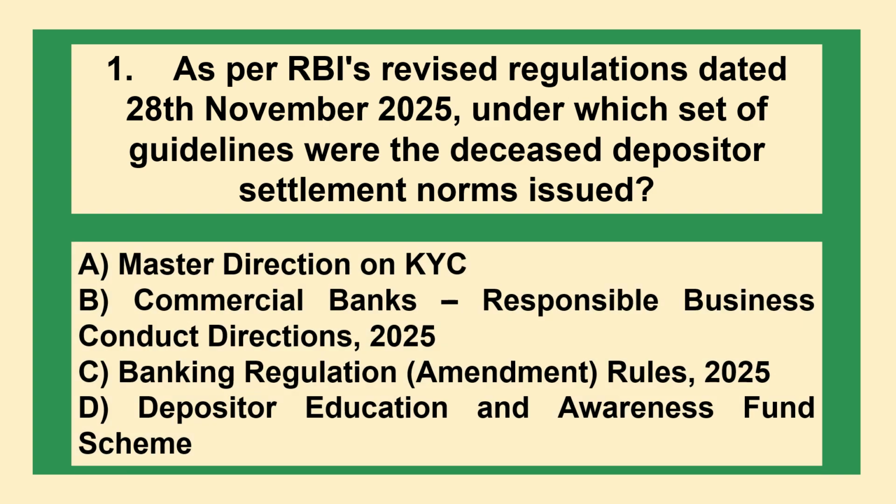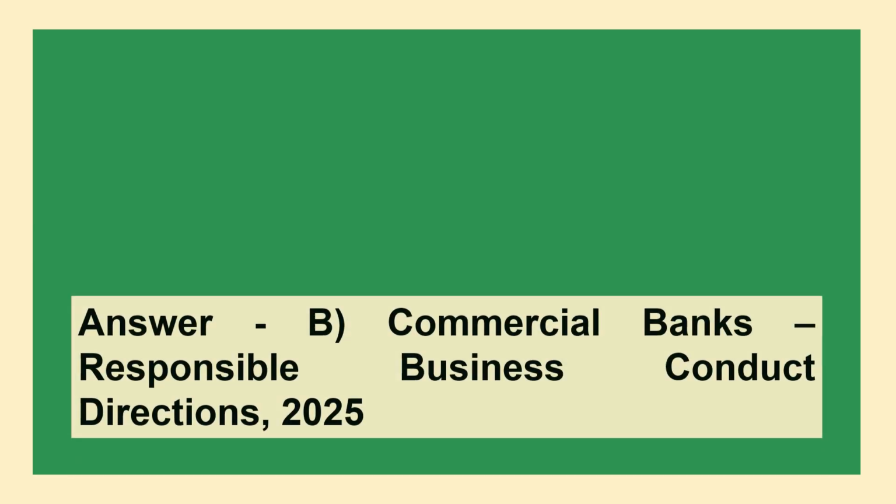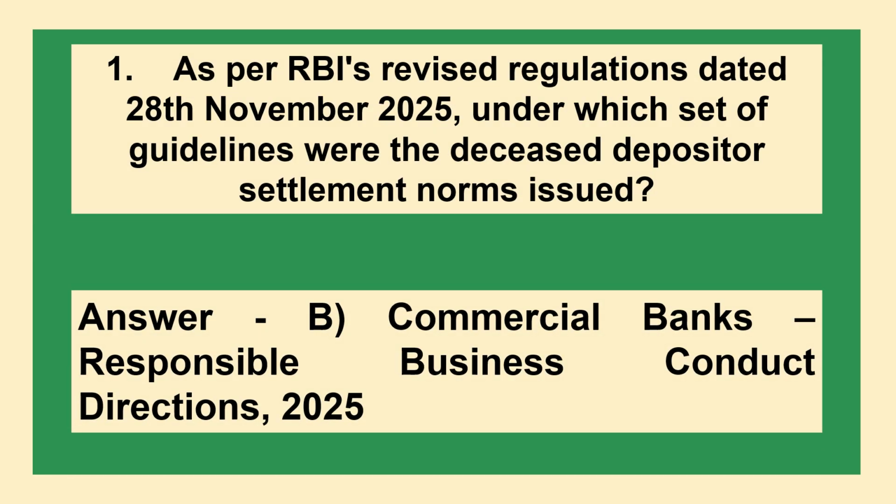As per RBI's revised regulations dated the 28th November 2025, under which set of guidelines were the deceased depositor settlement norms issued? A. Master Direction on KYC. B. Commercial Banks Responsible Business Conduct Directions 2025. C. Banking Regulation Amendment Rules 2025. D. Depositor Education and Awareness Fund Scheme. Answer is option B, Commercial Banks Responsible Business Conduct Directions 2025.